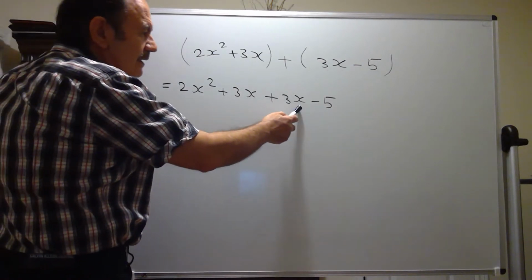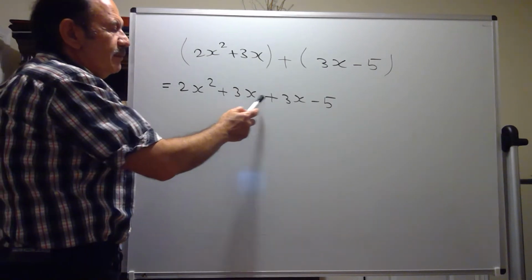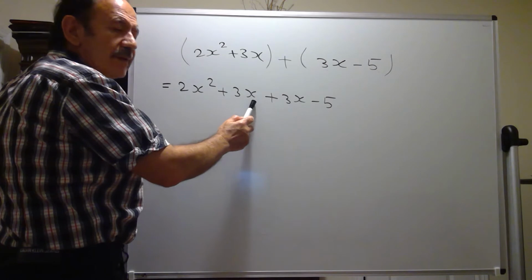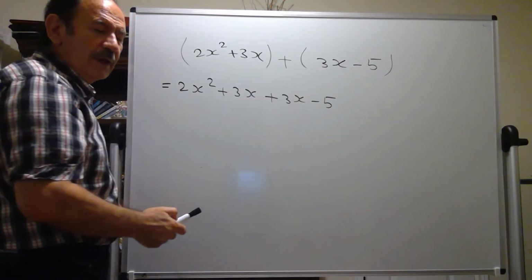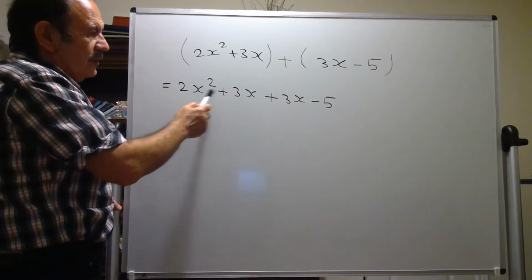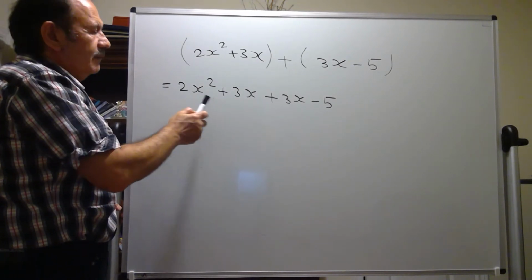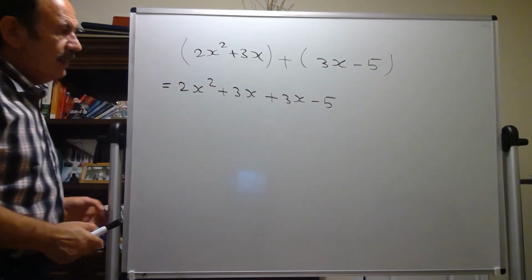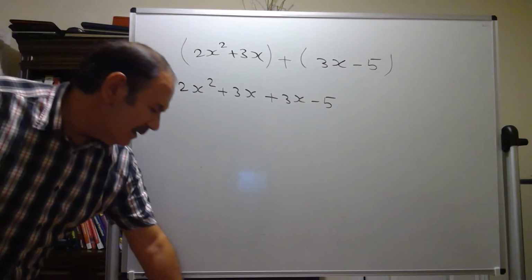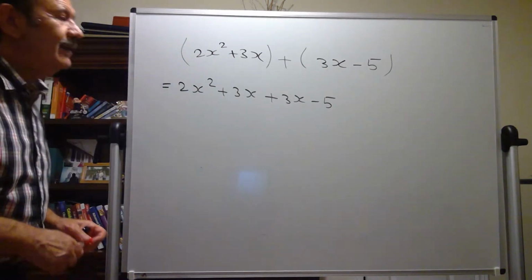This 3x and this 3x are like terms because the base, the variable for both of them, is x, which is the same, and the exponent for both of them is 1. This x squared and this x are not like terms because even though the base is the same, the exponent is different. So for this one, just simplify the like terms.